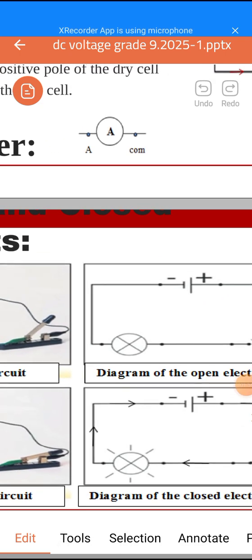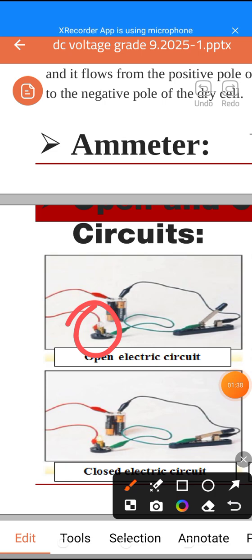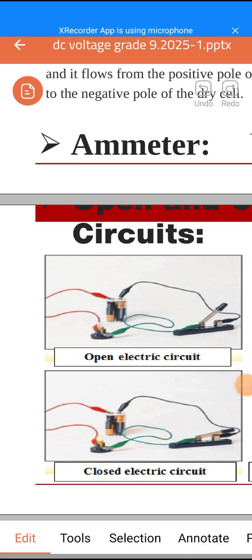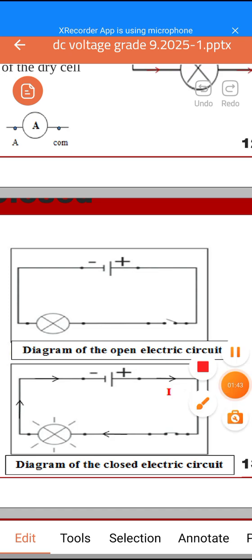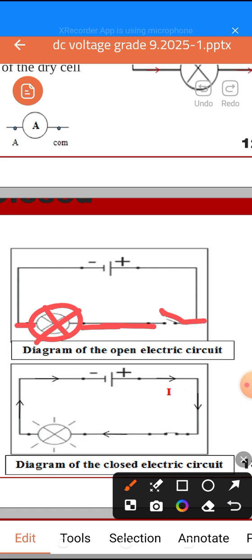We also have a lamp, and next to the lamp we have an open switch. So we draw them by symbols. Here is the lamp, we set a circle inside it with the letter X. And next to it we have an open switch. We draw the open switch like this. And then we join the components together by connecting wires. And in this case, we formed the diagram of the open electric circuit. Diagram means by symbols.